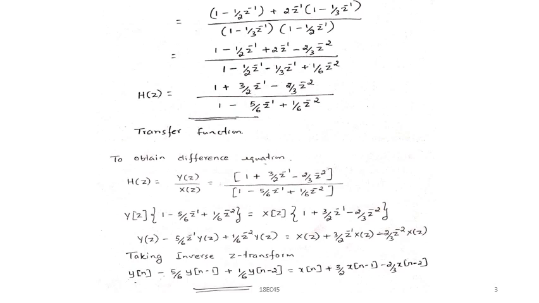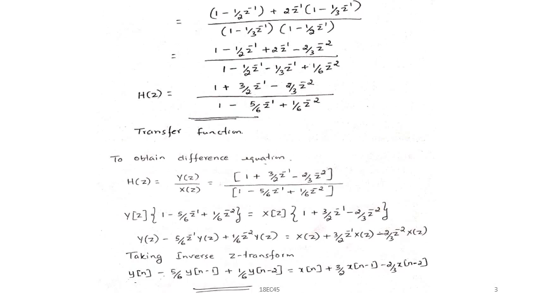This is the transfer function. Now by using this transfer function I have to obtain the difference equation. To obtain the difference equation, I'll write the transfer function as the ratio of output by input, that is Y of z by X of z equal to 1 plus (3/2) z inverse minus (2/3) z to the power minus 2 divided by 1 minus (5/6) z inverse plus (1/6) z to the power minus 2.